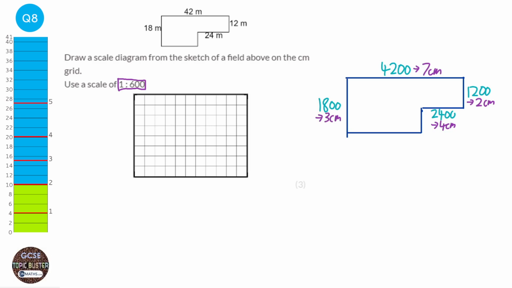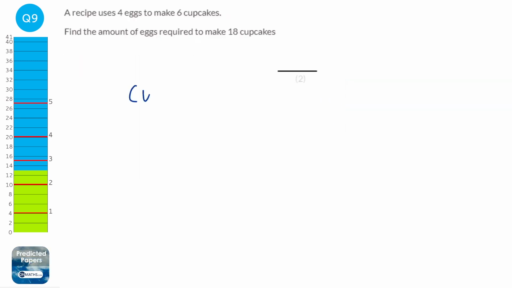We draw it. So we're going to do 7 across. So 1, 2, 3, 4, 5, 6, 7 across there. I'm going to do 2 down. So 1, 2, 4 across. 1, 2, 3, 4. I'm going to do the left hand one first, I think. So we're going to do 3 down here. And then we just join it up with what's left over. And that's our diagram.